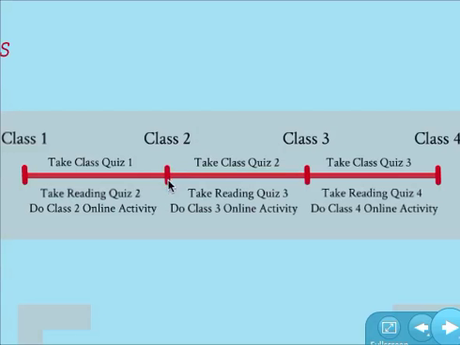Right at class 2, so then we have the second class. You take class quiz 2 right after class 2. You take the reading quiz 3 sometime during that week before the next class. You do the readings for the third class and you take the reading quiz. And you also do the next online activity for class 3 so that you get your attendance points when you show up for class 3. And on, same thing with class 4. All right.